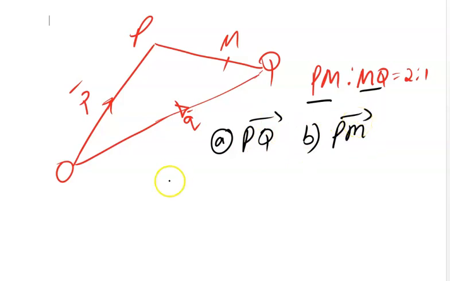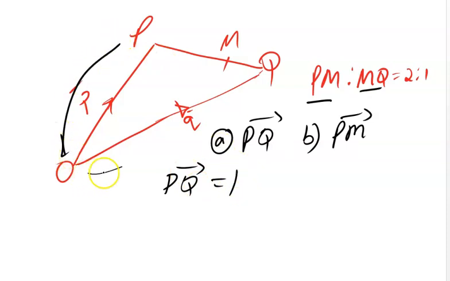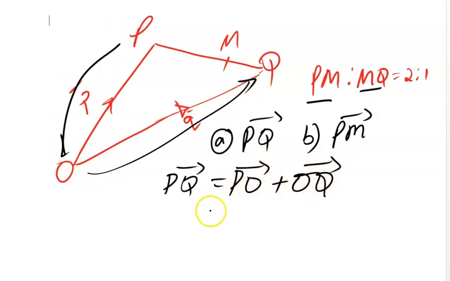PQ and PM. From our diagram here, looking at our diagram, what is PQ? PQ, we start at P. So it's P to O, and O to Q. So it's PO plus OQ. And what is our PO? We're going against this arrow. So our PO is negative P. What is our OQ? Is Q. So we are done. That's our answer.